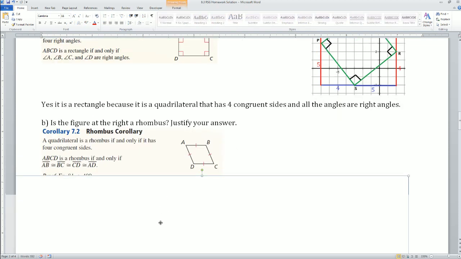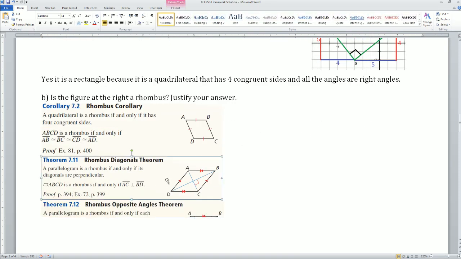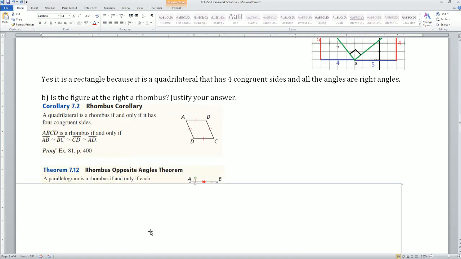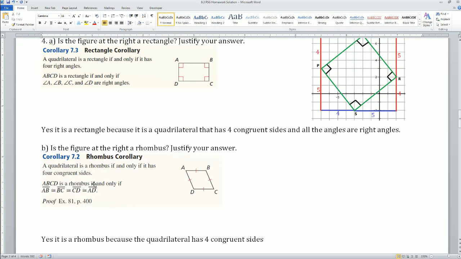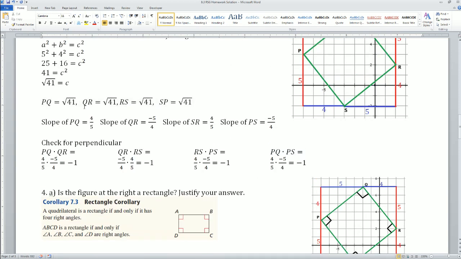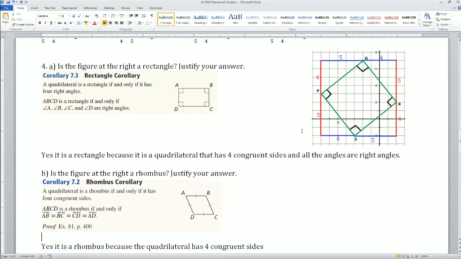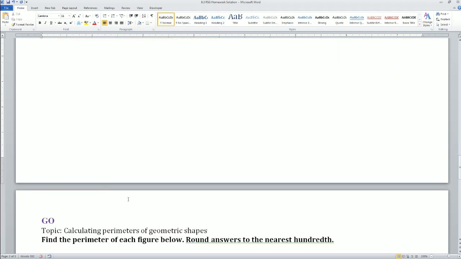B, is the figure on the right a rhombus? Is this a rhombus? We'll see. Again, I'm not going to use the diagonal. I didn't show anything parallel, so I'm not going to use this. I'm just going to use this. A quadrilateral is a rhombus if and only if it has 4 congruent sides. Do we get the 4 congruent sides? Yes, we did. Square root of 41, square root of 41, square root of 41, square root of 41. So yes, by the rhombus corollary, we would say this is a rhombus, because the quadrilateral has 4 congruent sides.